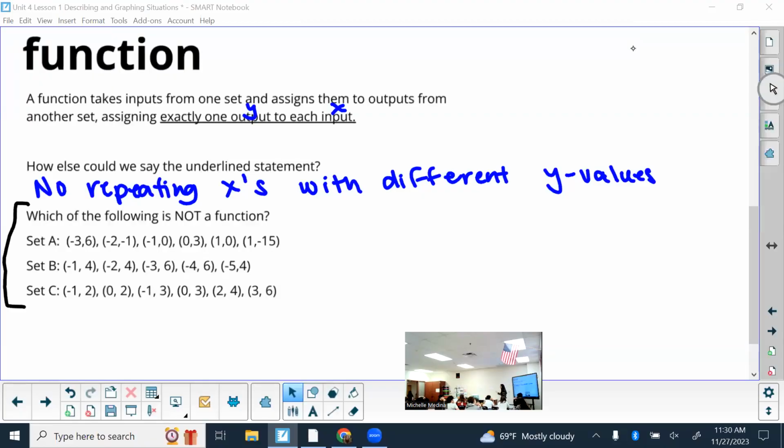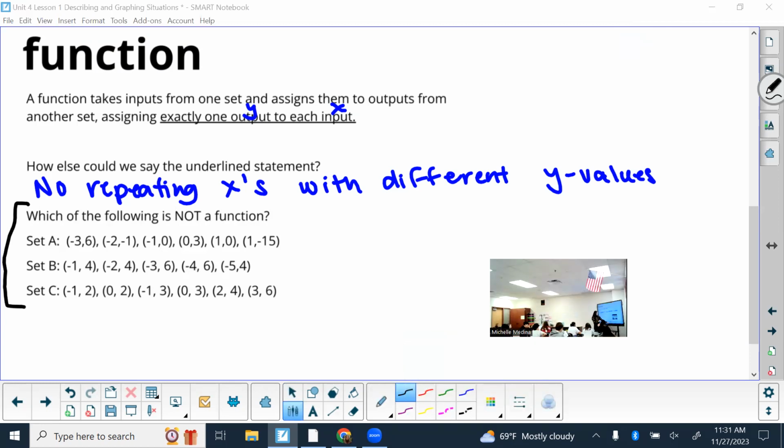So, Josie, why is set A not a function? Okay. Someone else. Yosina, why is set A not a function? There's a Y value repeated with different X's. Mm-hmm. So, which Y value repeats?